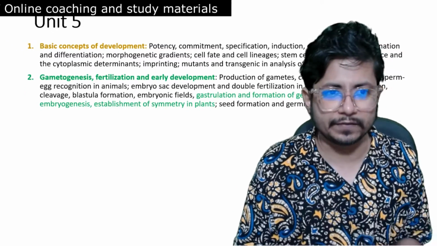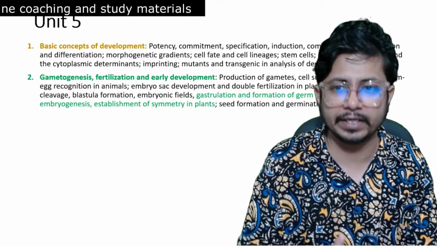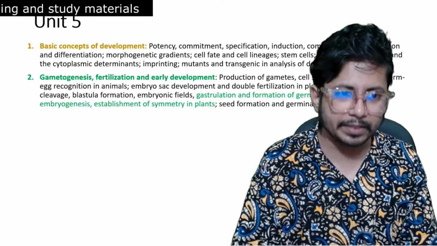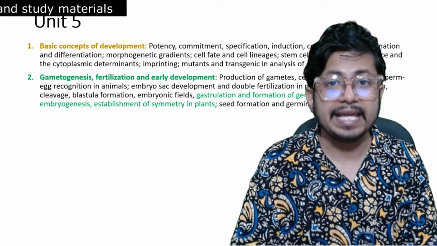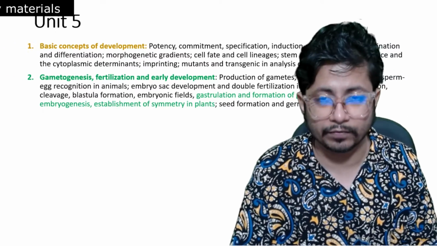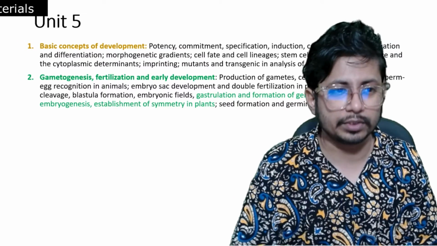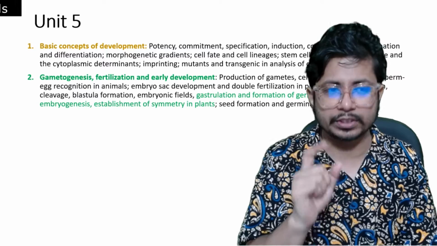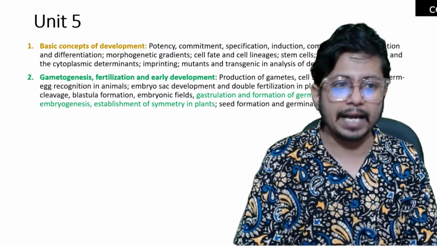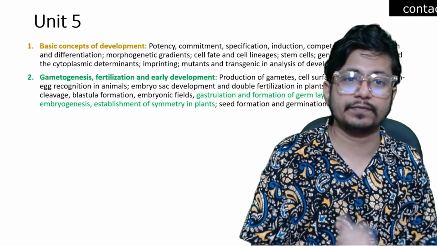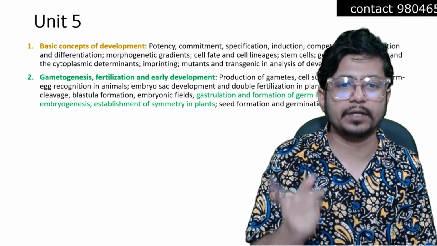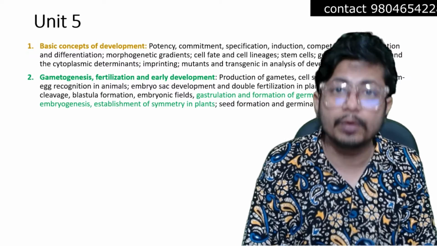Next is gametogenesis, fertilization and early development, the stages of early development, where we have fertilization in sea urchin, gastrulation and formation of layers in animals, embryogenesis, and establishment of symmetry in plants also. Both of them are important. Blastula-gastrula transition is important, zygote formation, cleavage, furrow pattern are also important. So this gametogenesis and fertilization portion is really important. This is among the most important topics out there. And apart from gametogenesis and fertilization, we have plants, and establishment of symmetry in plants is also equally important.